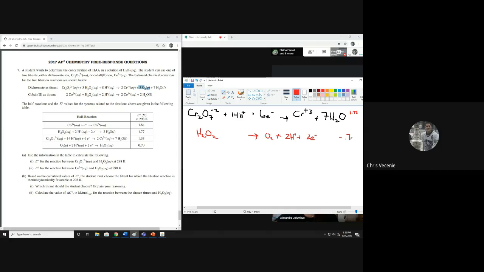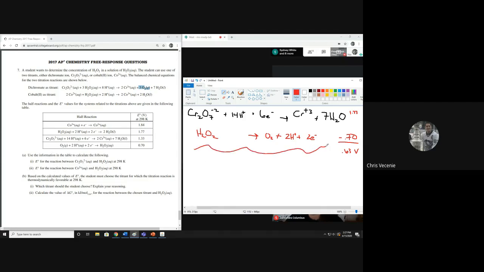Negative 0.70. All right, so I can get the EO value, right? We just take our 1.33 minus our 0.70, and we get 0.63 volts. All right, now, technically, they didn't ask us for the balanced equation. I just want you to realize why that is going to work out.